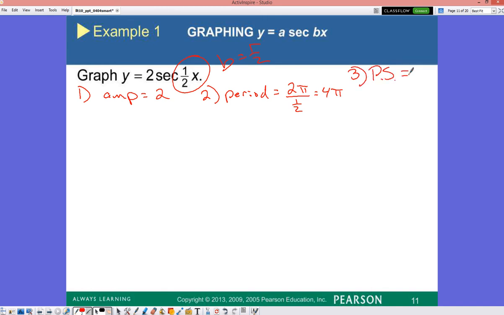Phase shift. What is my phase shift? I say none. Step 4. My vertical shift. Do I have a vertical shift? No. So I say none. Remember, vertical shift is usually a number in front of this that's adding or subtracting to my secant.